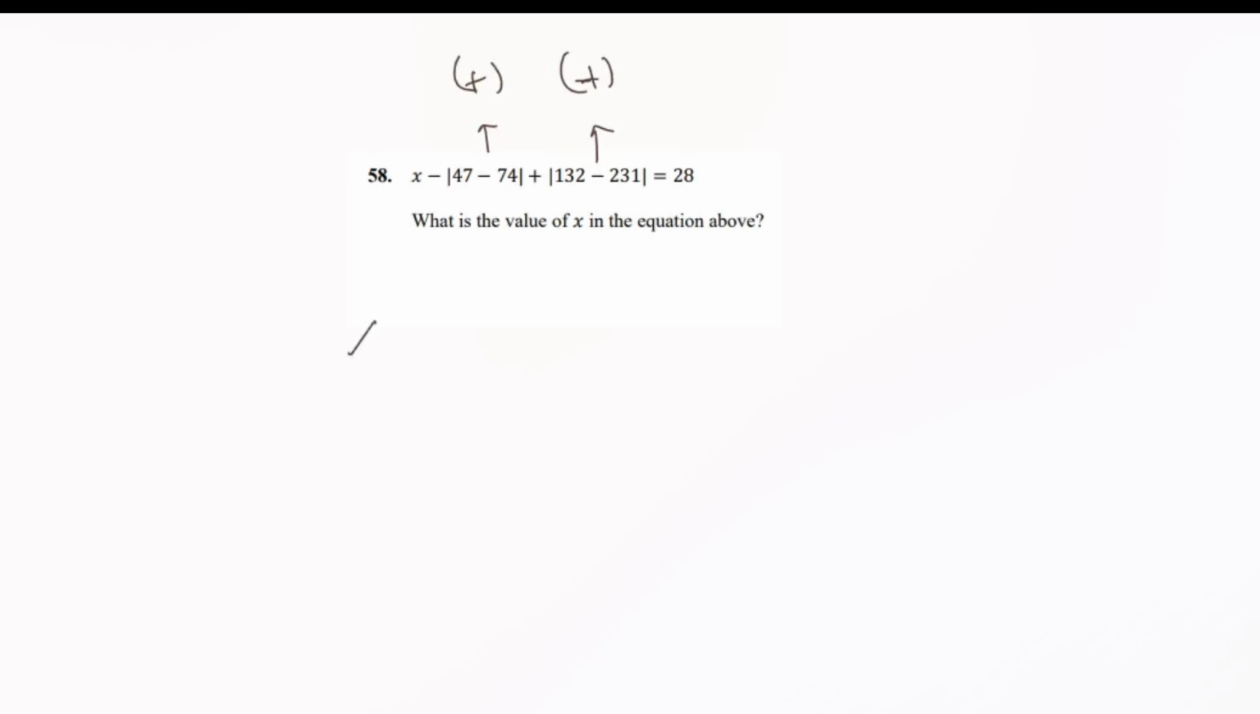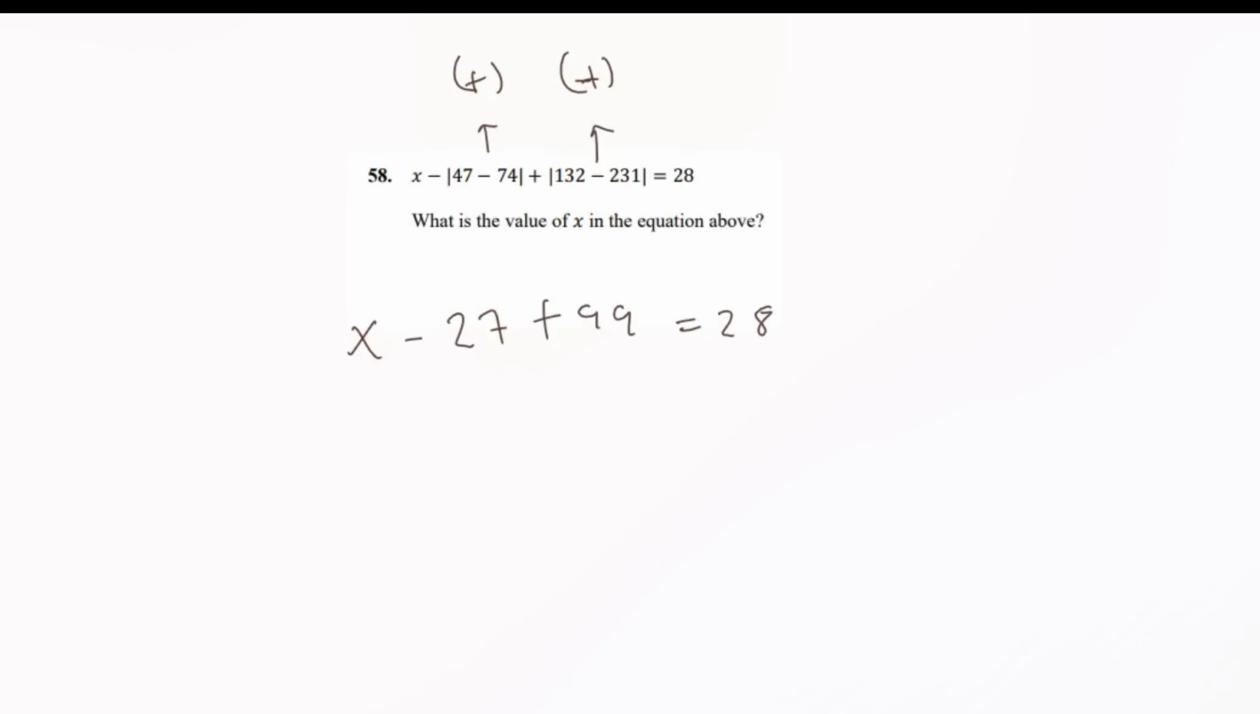So it's going to be x, and what's 47 minus 74? 47 minus 74 is negative 27, which is turned into positive 27, right? And then plus 132 minus 231. So 132 minus 231 is negative 99, which is turned into positive 99. And this is equal to 28.